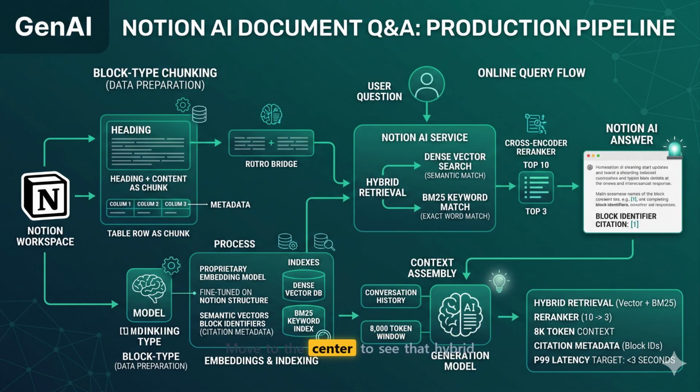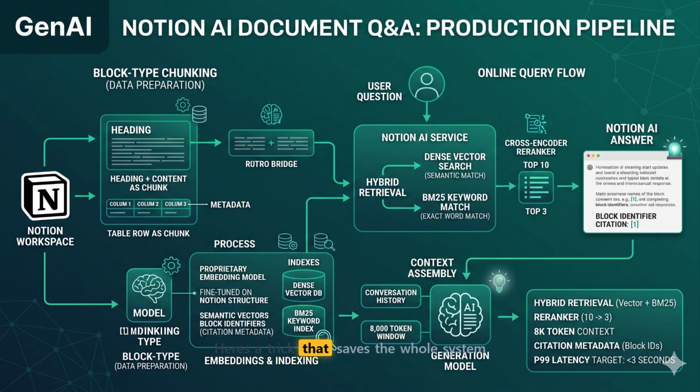Move to the center to see that hybrid retrieval block. It combines dense vector search with BM25 keyword matching. Vectors are great for meaning, but keywords are vital for catching exact product names, version numbers, or specific identifiers that vectors might miss. Once the system has its top 10 results, a cross-encoder re-ranker kicks in. It scores each chunk against the query to find the best 3. Think of it this way, vectors measure the angle, but re-rankers measure the actual meaning.